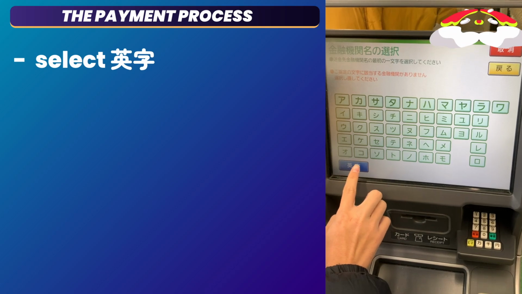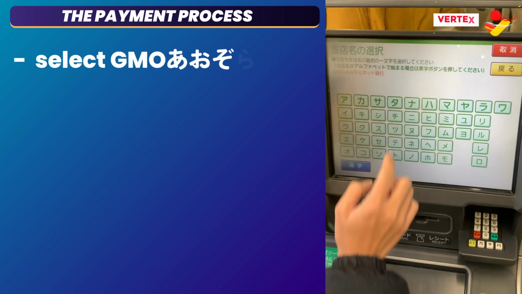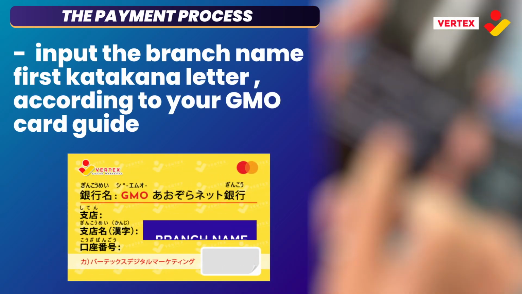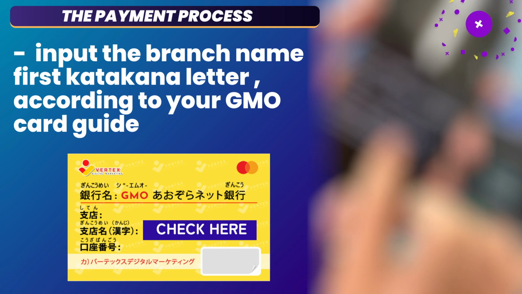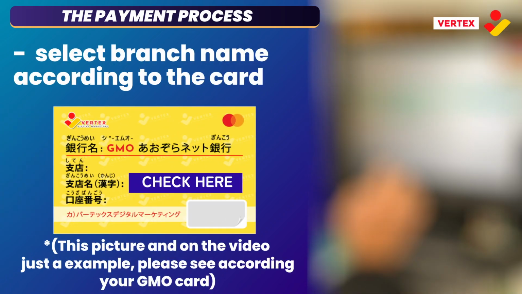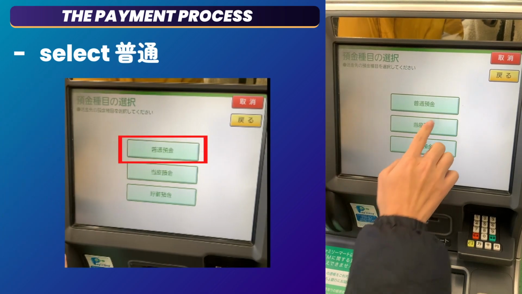Select A-G. Select GMO Aozora Net Bank. Input the branch name's first katakana letter, according to your GMO card guide. Select according to the card. Select Futsu.